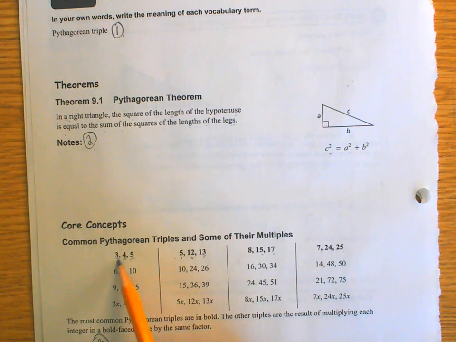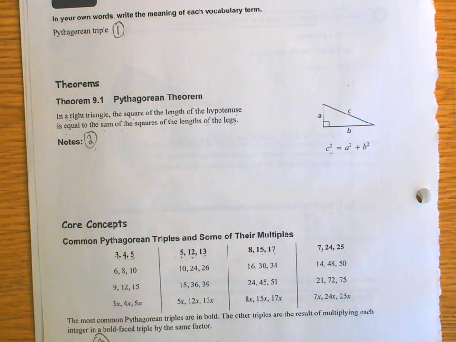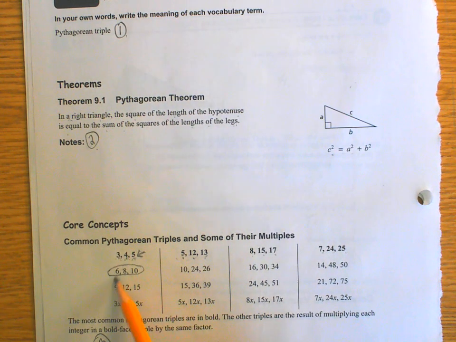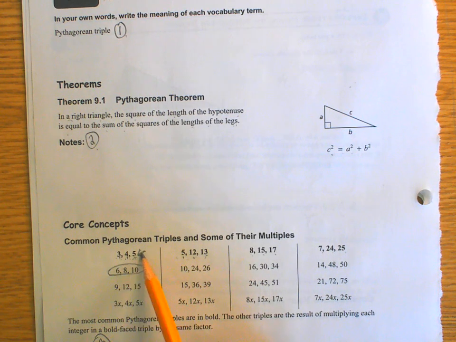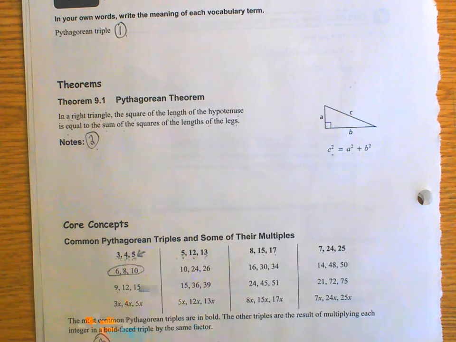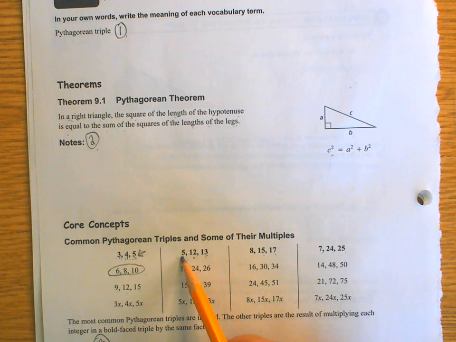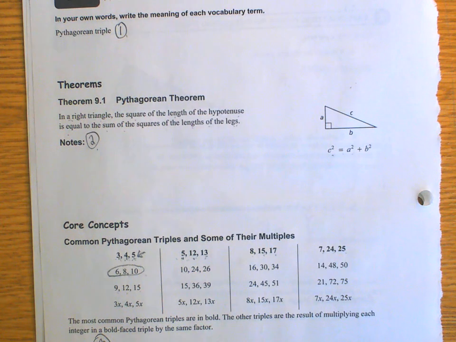Now, any multiple of these right here would be considered a Pythagorean triple. For example, if you double all these 3 numbers, you get 6, 8, 10. If you triple it, you get 9, 12, 15. You can multiply by 4, 5, 6, 7, 8, a million, and there are technically an infinite amount of Pythagorean triples. Okay, so any multiple of these 4 main Pythagorean triples is going to work pretty much.